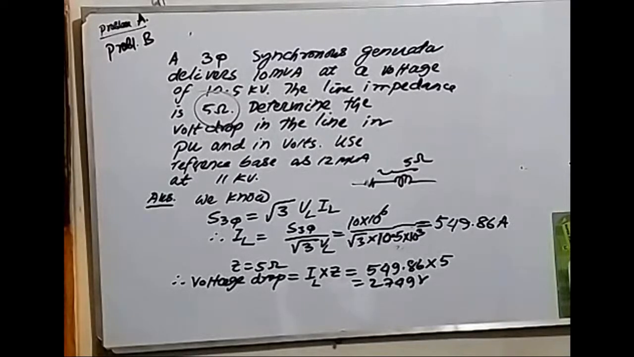Now we shall use the per unit method. We have to calculate by per unit. Now S per unit equals, we have to calculate the MVA on a per unit base. Now we are going to per unit.